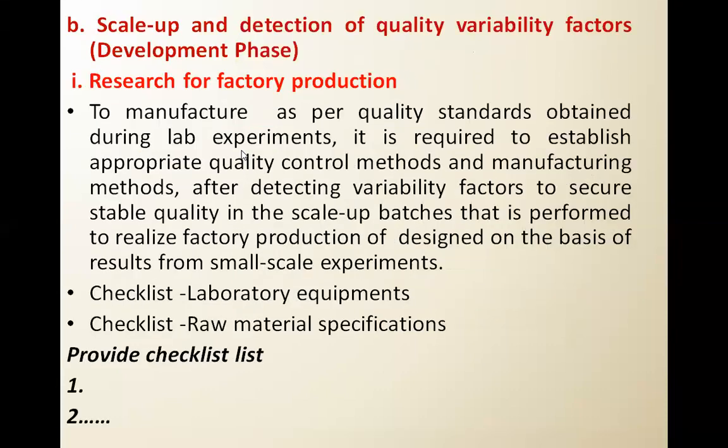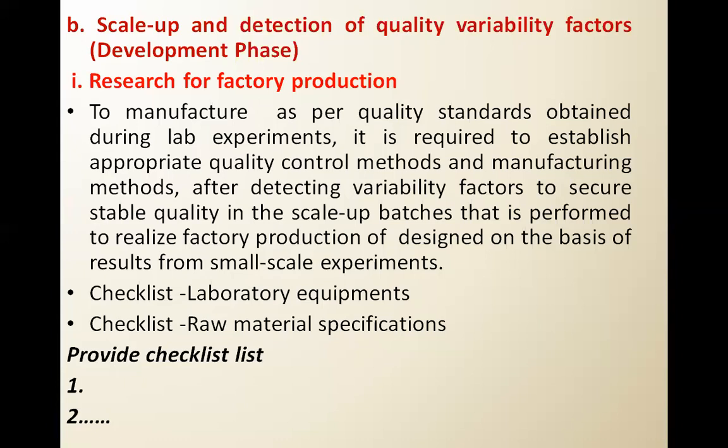and then that data is matched with our internal standards. Then the next one is scale up and detection of quality variability factors. Here the main development phase starts. So, research for factory production: to measure as per quality standards obtained during lab experiments, it is required to establish appropriate quality control methods and manufacturing methods after detecting variability factors to secure stable quality in the scale up batches, which is performed to realize factory production of the design on the basis of results from small scale experiments.